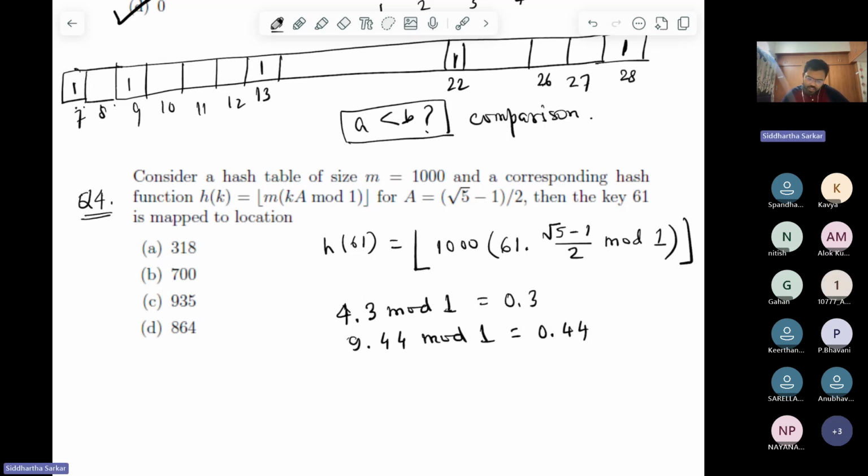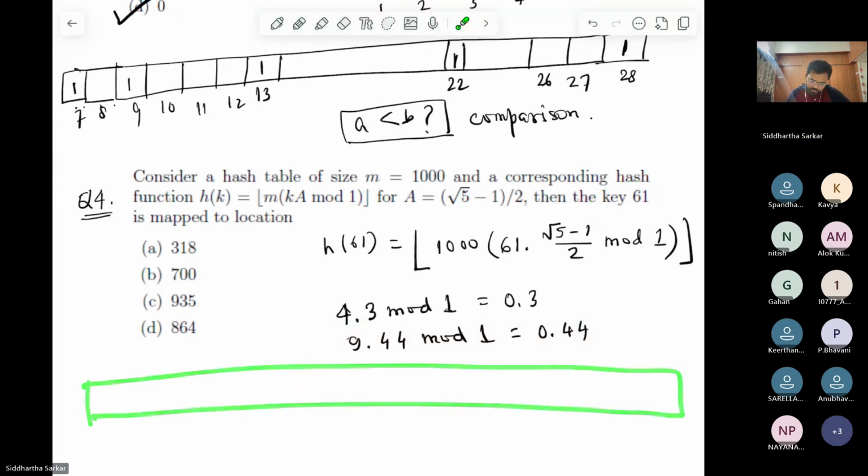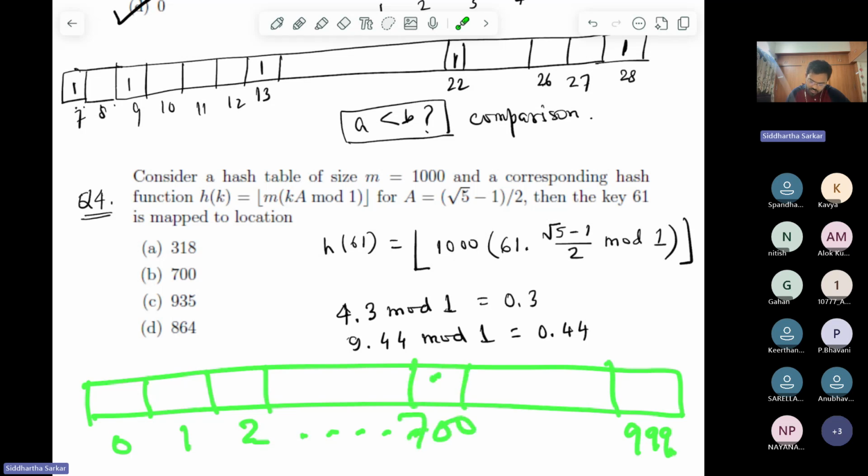So that means this key 61 should go to slot 700. How many slots are there? There are 1000 slots in the hash table, so slots go up to 999. The key 61 is going to slot 700, if our calculation is correct.